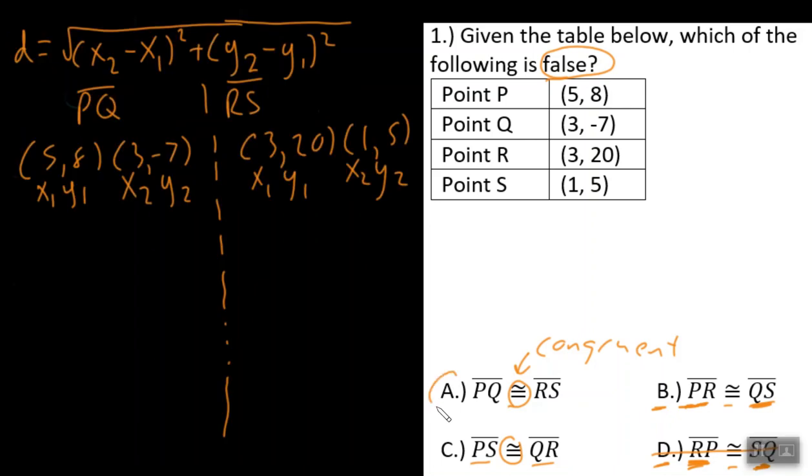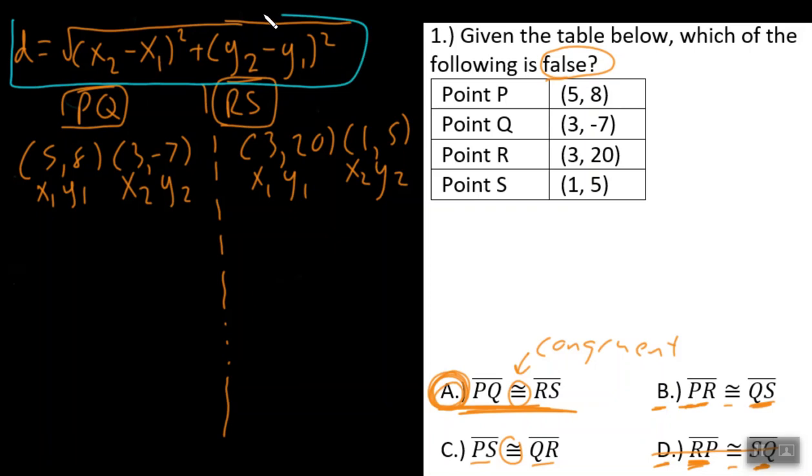Okay, for letter A, I'm not circling it because it's the answer. I'm circling it because this is what we're going to be testing out. We want to see if PQ is congruent to RS. Now, whenever we talk about the word congruent, what we're saying is, what is the length or distance of the line? How long is it? And so what we want to use is our distance formula, which you can find on your formula chart.